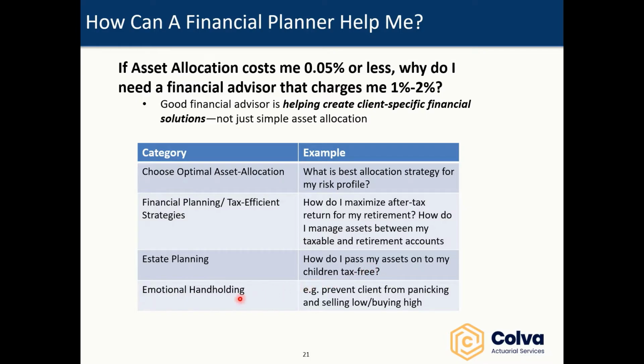The last one is emotional handholding. Here a financial advisor is essentially working as your therapist, to prevent the client from panicking and selling low, or from buying high. They're your financial therapist. Depending on where you are, if you can check your emotions and your biases by yourself, that's awesome. That's one less thing a financial advisor has to do for you.